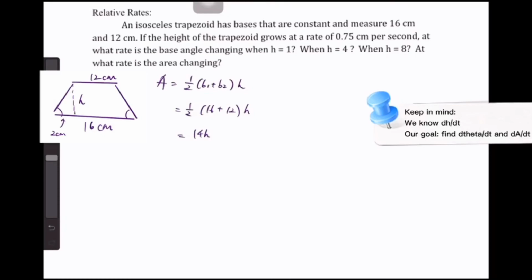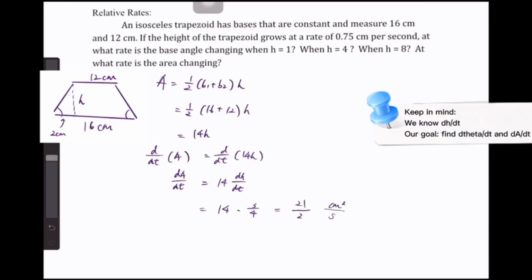Since we're finding the rate at which the area is changing, we need to take the derivative of both sides of the equation with regards to t. This is a fairly simple implicit differentiation, so we get dA/dt equals 14 dh/dt. By plugging in 3/4 for dh/dt, we get that the area is changing at 21/2 centimeters squared per second.